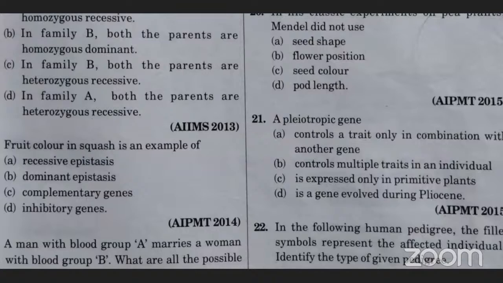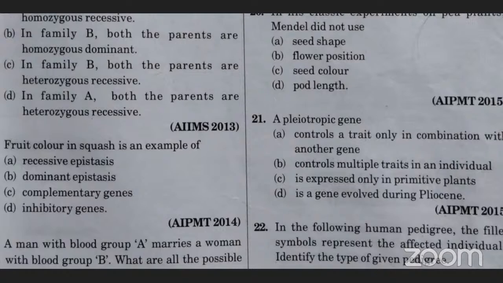So the pleiotropic gene question. Pleiotropic genes control traits only in combination with another gene. Pleiotropic genes control multiple traits in individuals. Pleiotropic genes are expressed only in primitive plants. Pleiotropic genes are involved during some other process. Which one is correct? Your answer is B. Pleiotropic genes control multiple traits in individuals. So now we have discussed a few questions.